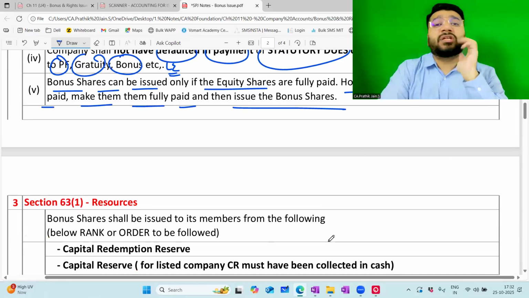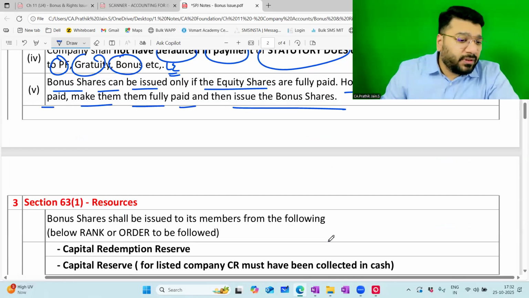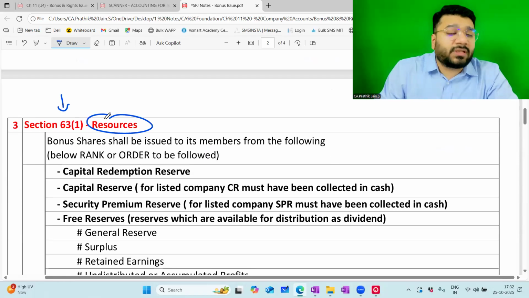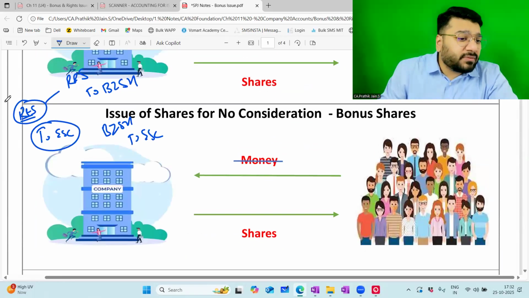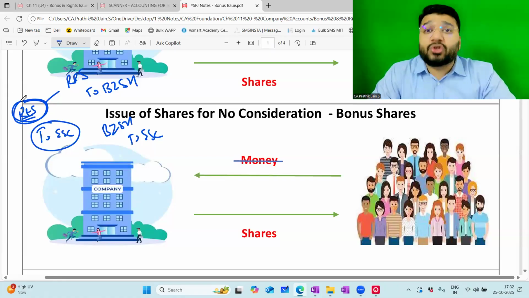Where are these conditions mentioned? Section 63, subsection 2. Now, in Section 63, subsection 1, what are they talking about? They're talking about the resources. One thing is very clear: we have to take money from reserves and surplus. But the question is, in reserves and surplus, there are too many reserves and too many surpluses.